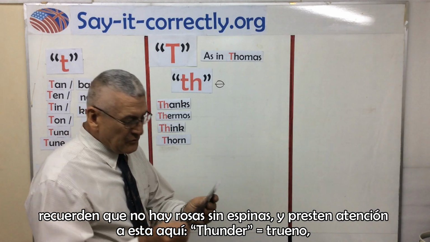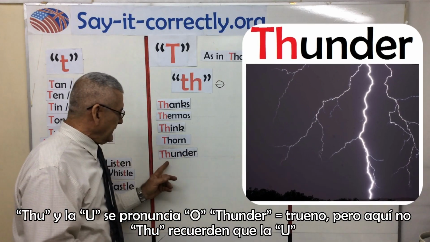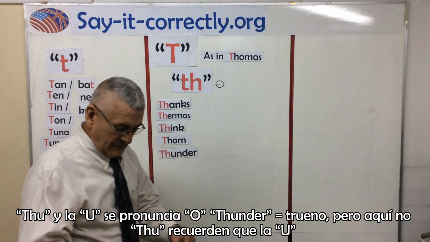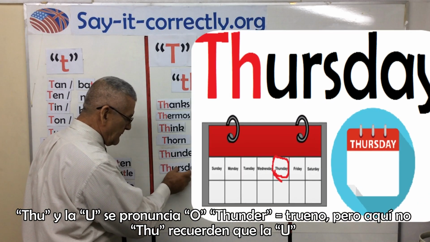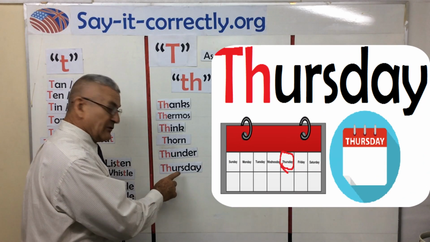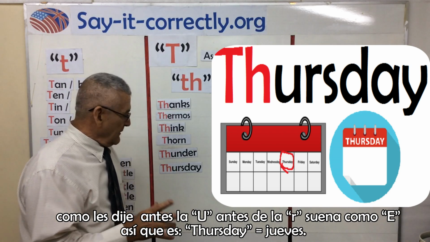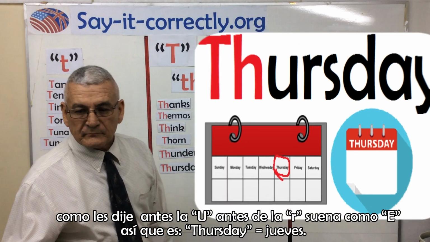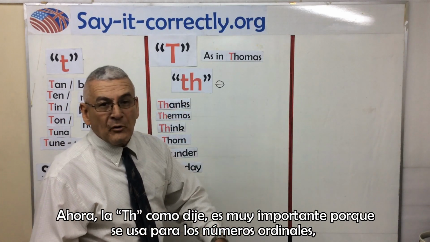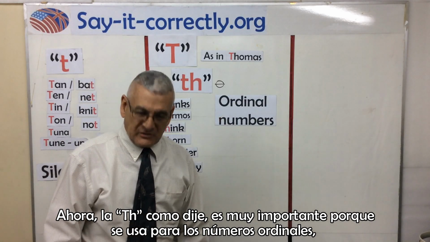And pay attention to this one here. Thunder. T-H-U. The U is pronounced like an O. Thunder. But not here. T-H-U. Remember the U when I told you before. U before R is pronounced like an A. So Thursday.